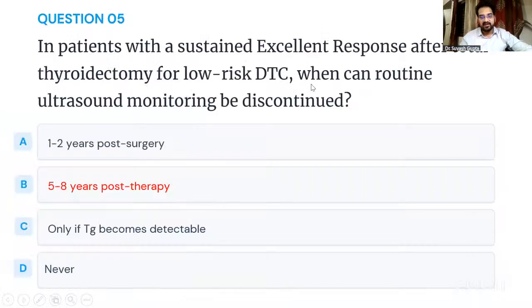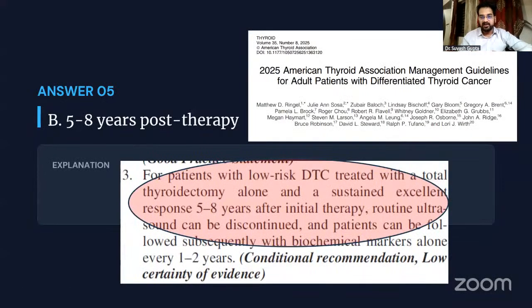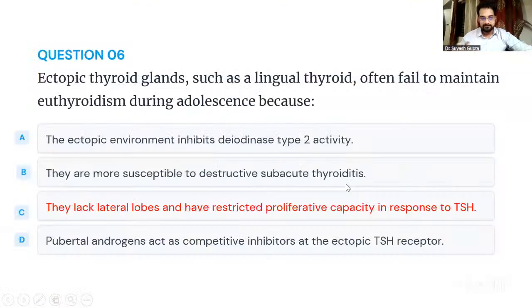In patients with a sustained excellent response after total thyroidectomy for low risk DTC, we can discontinue the USG after 5 to 8 years post therapy. This is again from the ATA guidelines for 2025, as already discussed by Sir as well. So, for patients with low risk DTC with total thyroidectomy alone and a sustained excellent response 5 to 8 years after initial therapy, routine ultrasound can be discontinued.